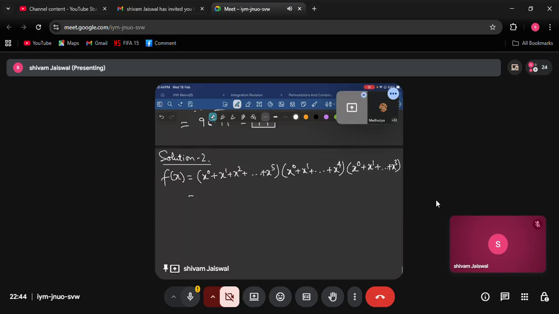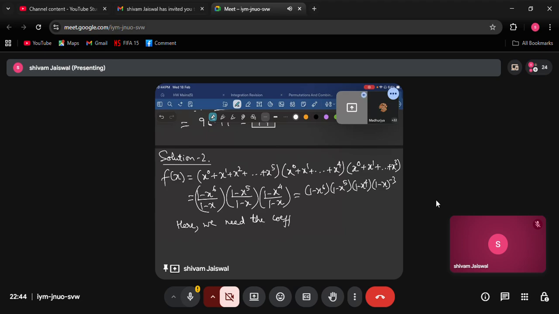Okay, let us simplify. This will be 1 minus x to the power 6 upon 1 minus x, multiplied by 1 minus x to the power 5 upon 1 minus x, multiplied by 1 minus x to the power 4 upon 1 minus x. Over here we need the coefficient of x to the power 5. Again x to the power 5, 1 minus x to the power minus 3. And here we need the coefficient of x to the power 5.